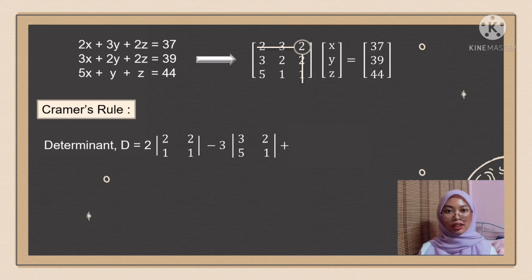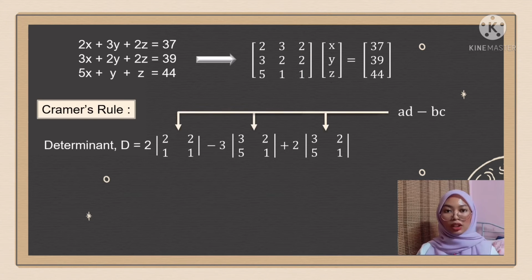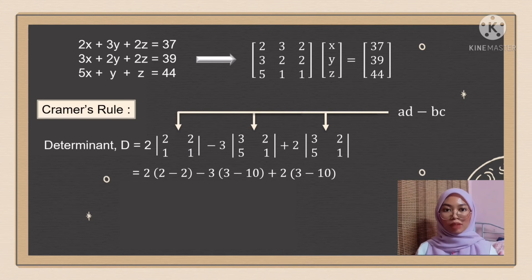Then copy it and put it into the equation. Alright, now the next step is we need to calculate the value in each bracket by using the formula AD minus BC. Then we get 2 in bracket 2 minus 2, minus 3 in bracket 3 minus 10, plus 2 in bracket 3 minus 10. Calculate the ones in the brackets first and we will get the equation like this.